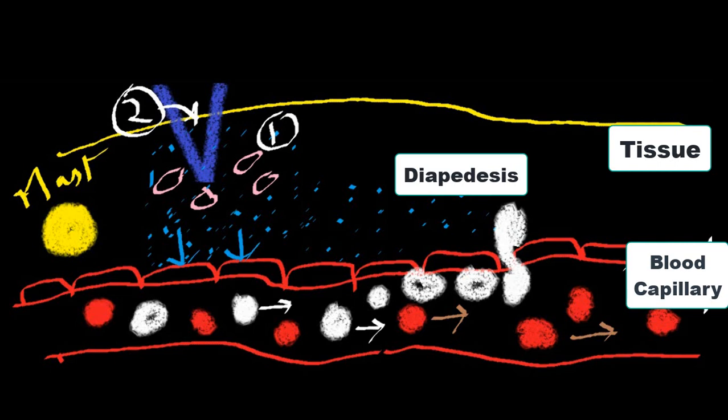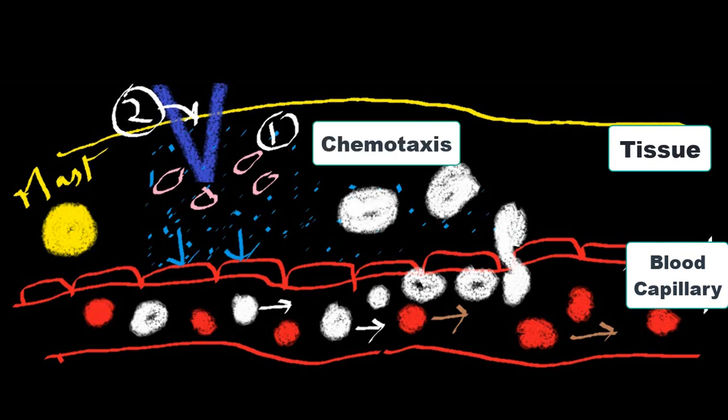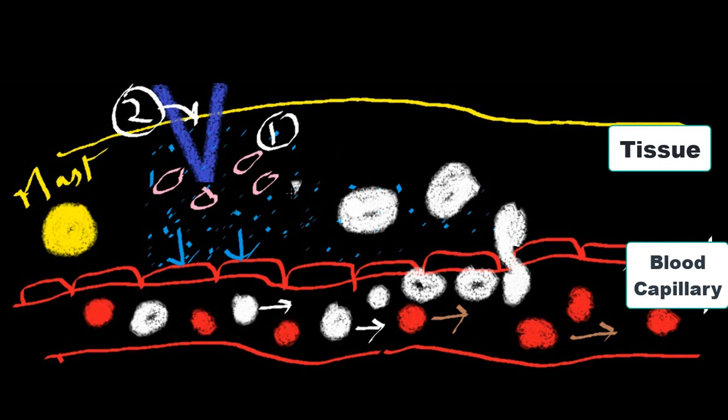Now these cells will do diapedesis and then entered inside the tissue. Now you can see, and now they will start sensing these chemical mediators and start moving towards the site of infection, or you can say the site of damage. This process is called as chemotaxis. Now you can see these cells, phagocytic cells are sensing these chemical mediators and moving towards the site of inflammation, site of tissue damage.